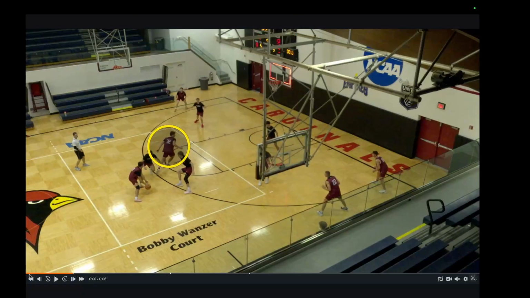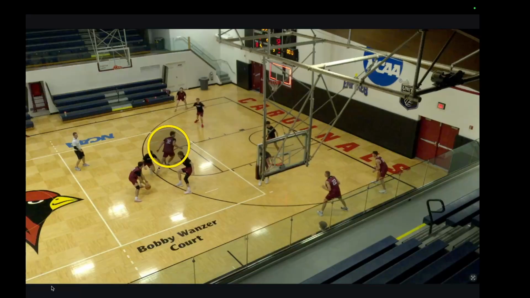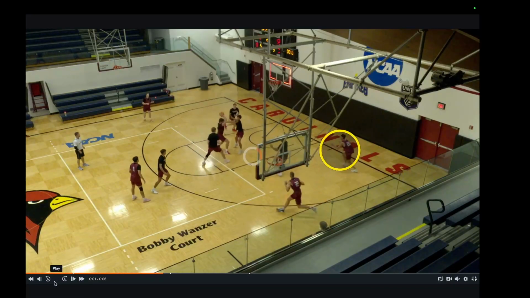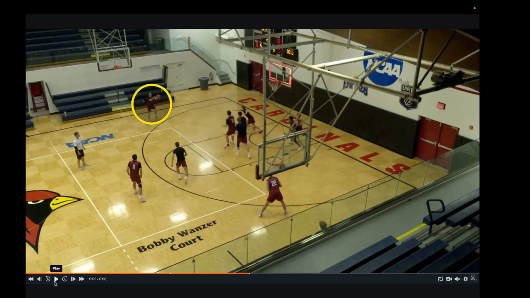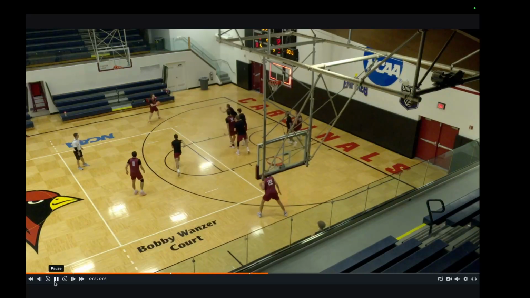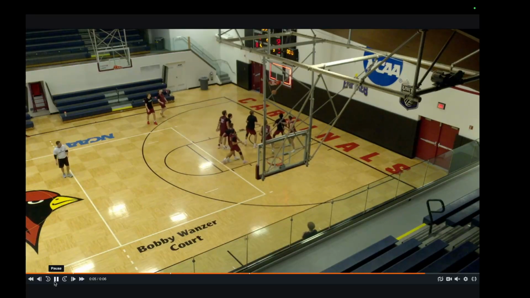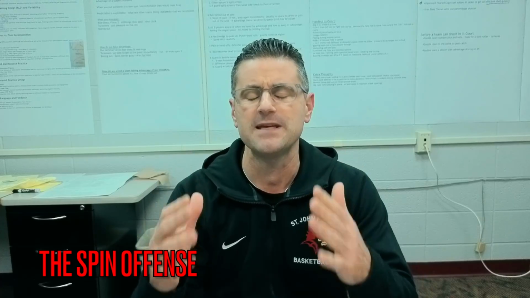Well, how do you implement all this into an offense? Well, what if you have something where it involves passing to the post, cutters, open threes? Well, that's exactly what I've done. They've let me loose. With the help of the coaching staff, I've designed a brand new offense called the spin offense, which involves all these high PPP values.